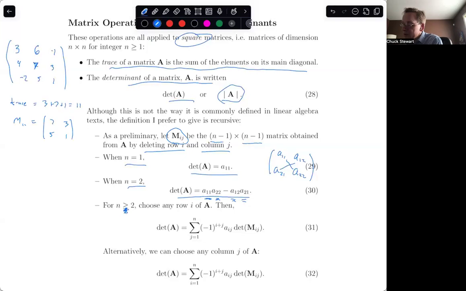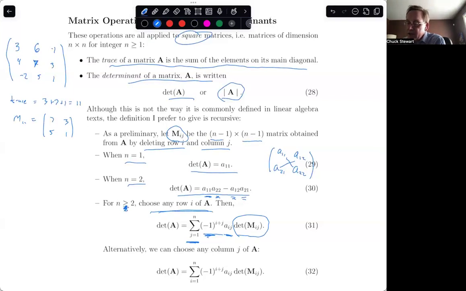And the way this works, you can choose any row or column of A. So let's choose any row of A. Then the determinant of A is the summation over each component of that row, of the row value times the determinant of this M matrix. And then the trick is whether or not it's a positive sign or a negative sign. But we can just write this out fairly easily just to see.